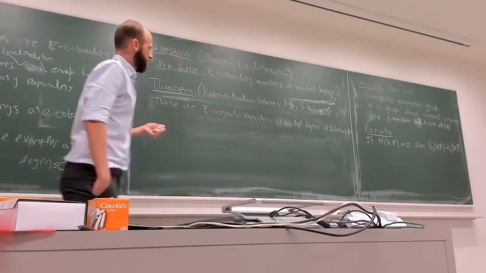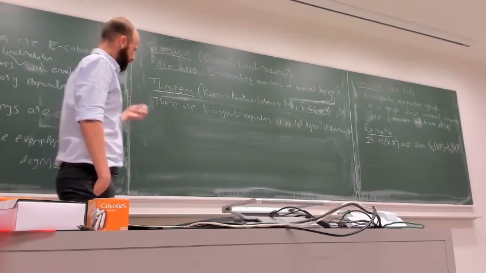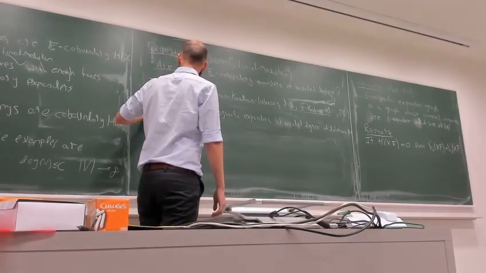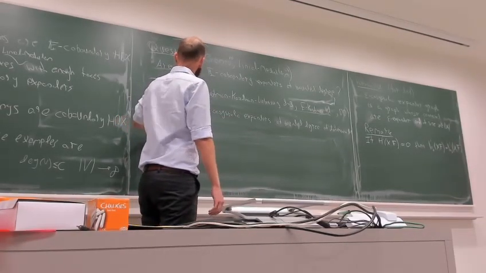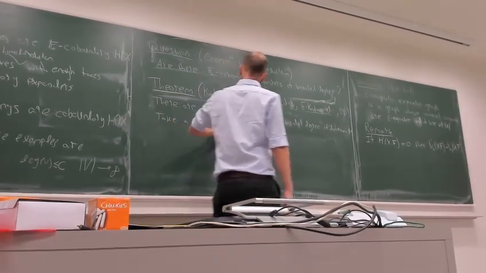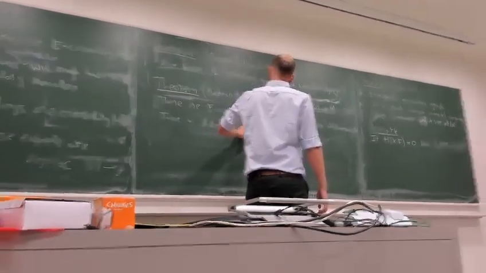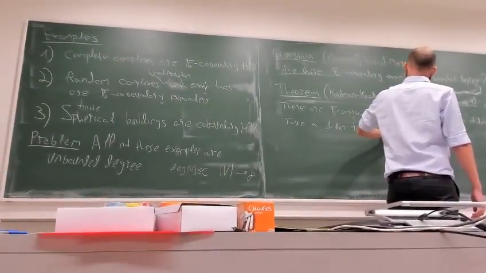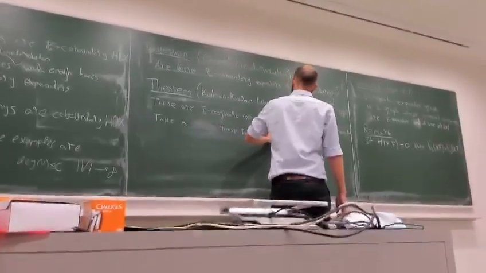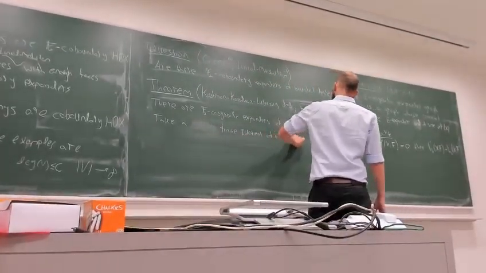What are these? Where did they come up with these expanders? This is how you construct them. Take a d-dimensional finite quotient, or take a finite quotient of a d-dimensional Bruhat-Tits building.